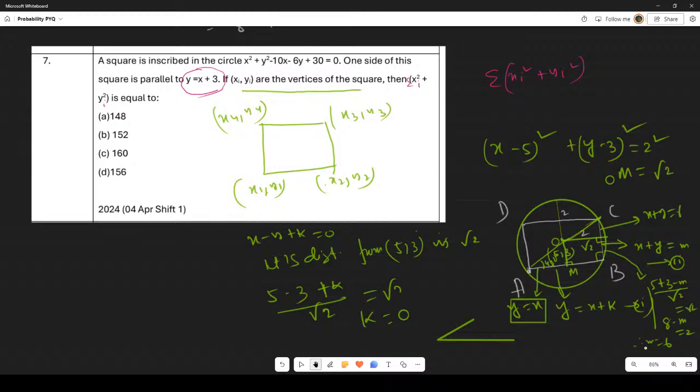Clear? Now what to do? With y equal to x you solve, you'll get this point, you'll get this point. With y equal to x and x plus y equal to 6 you solve, you'll get this point. From there all four vertices are found and you can get this result, x1 square, y1 square. You have to find this. Got the point?